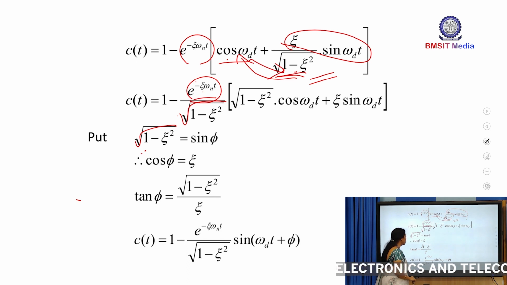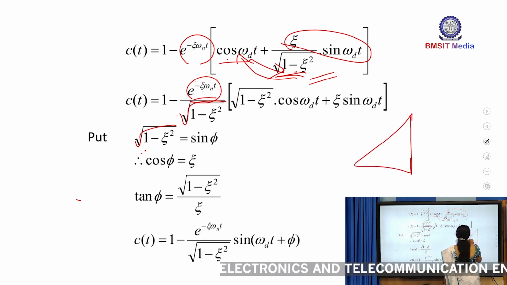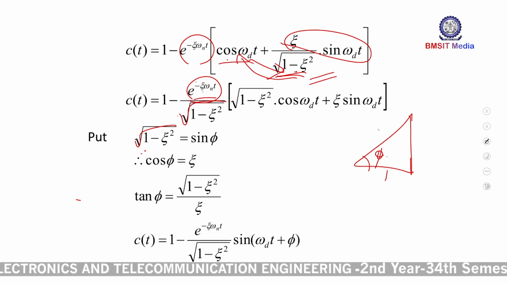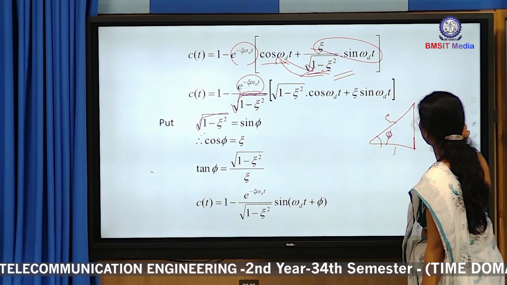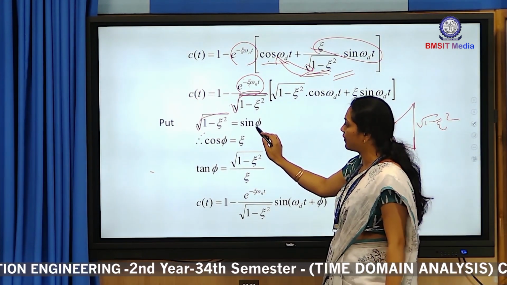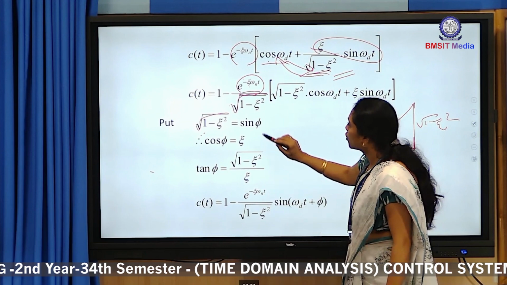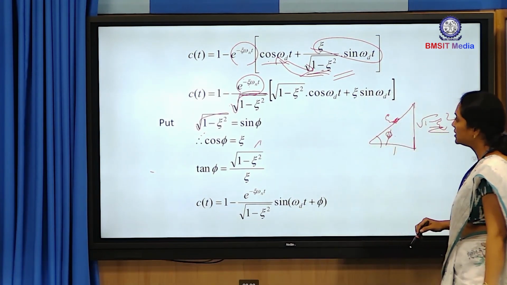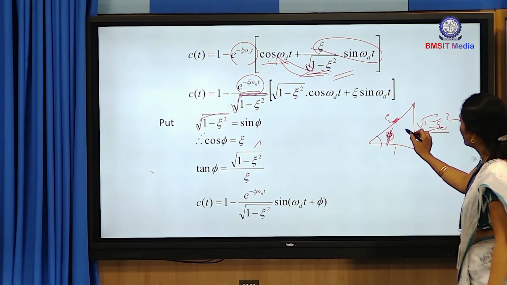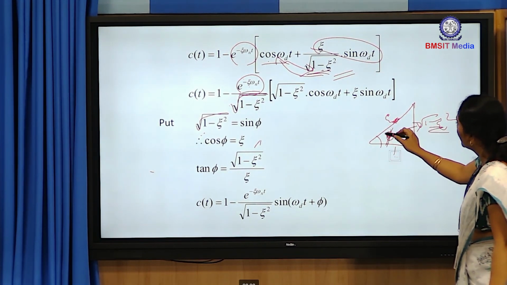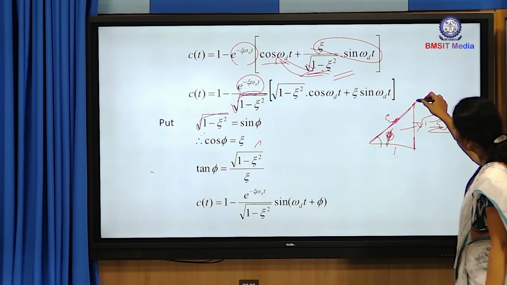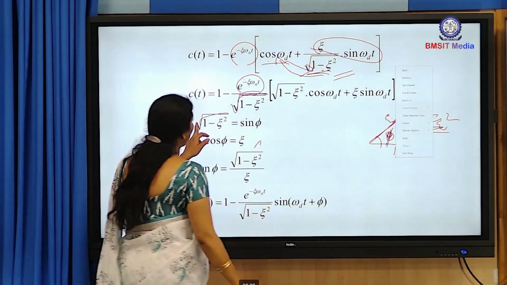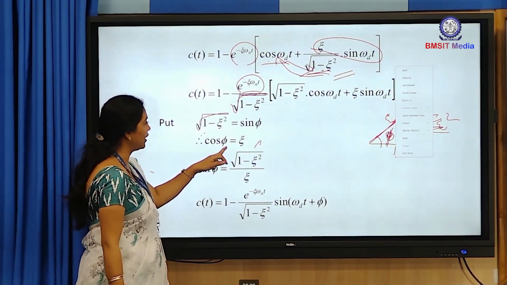And what is cos phi equal to? Cos phi will be equivalent to zeta. How do I get that? That I will be getting by using this triangle. Right? So 1, zeta, root of 1 minus zeta square. By using this, I am getting sin phi as well as cos phi. So sin phi is root of 1 minus zeta square and cos phi is nothing but equivalent to zeta. If this is phi, the hypotenuse is 1, and here the side is root of 1 minus zeta square.